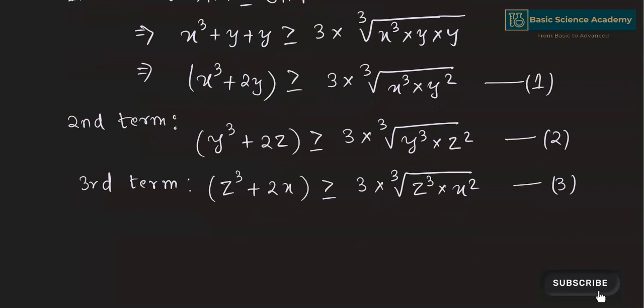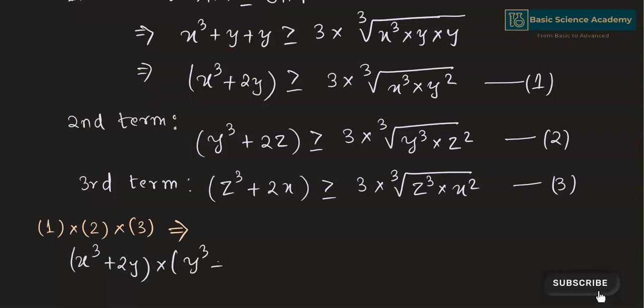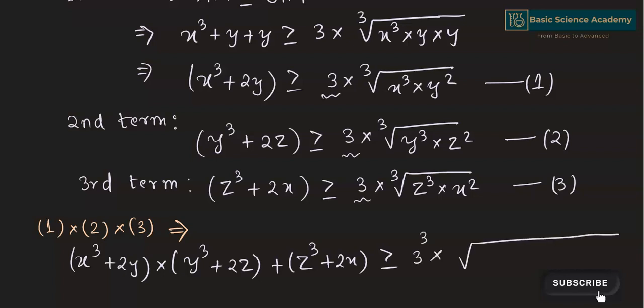Multiplying these three equations gives x to the power of 3 plus 2y multiplied by y to the power of 3 plus 2z multiplied by z to the power of 3 plus 2x is greater than or equal to, we have 3 times 3 times 3 here, which equals 3 to the power of 3 multiplied by the cube root of x cube y square in the first equation multiplied by y cube z square in the second equation multiplied by z cube x square in the third equation.